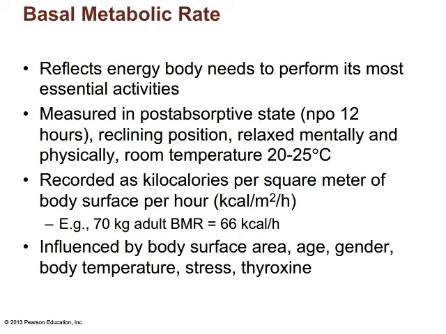And we maintain the room temperature in an ideal setting of around 20 to 25 degrees C. And this ensures that they don't have to expend any energy for sweating or energy for shivering if the environment is too cold. And so we record the basal metabolic rate in kilocalories per square meter of body surface area per hour. And so the basal metabolic rate is influenced by the body surface area, the age, the gender, and also the body temperature, any types of stress, and also the thyroxine production. For example, people that produce high levels of thyroxine tend to have higher basal metabolic rates, whereas people that produce low levels of thyroxine have lower basal metabolic rates.